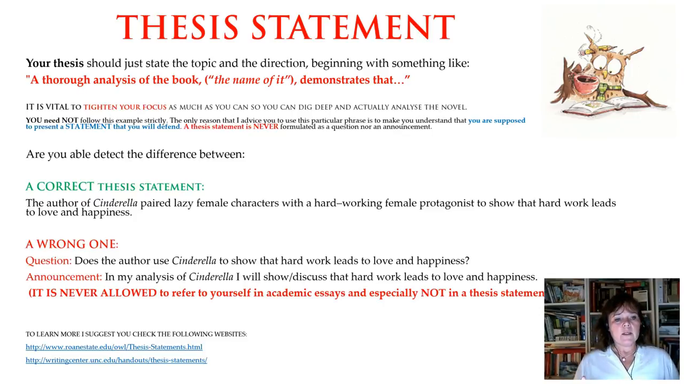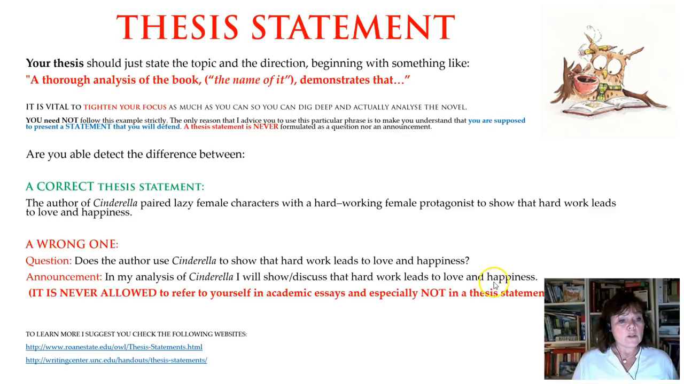So, look at this. You could also say, in Cinderella, the author paired lazy female characters with hard-working female protagonists to show that hard work leads to love and happiness. So you can swap the thesis statement exactly as you want it, as long as you avoid making it a question or an announcement, because you're going to present a statement that you will defend. And the more narrow it is, the more tightened you have written it, the easier it will be for you to focus on that throughout your entire essay. And I'm sure you can do it as long as you've understood what you're supposed to do.